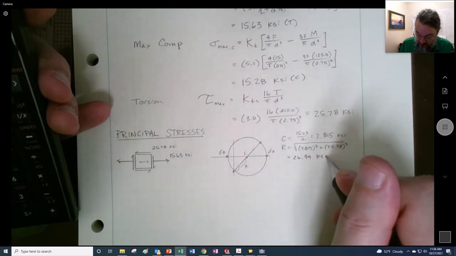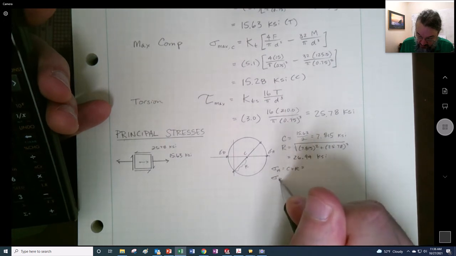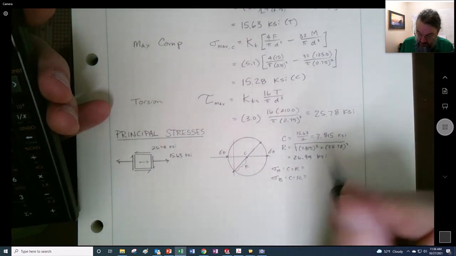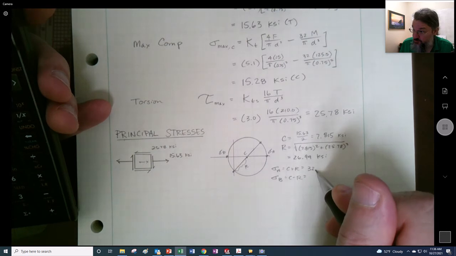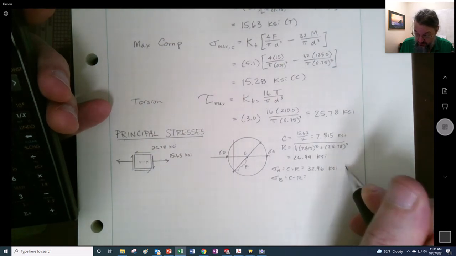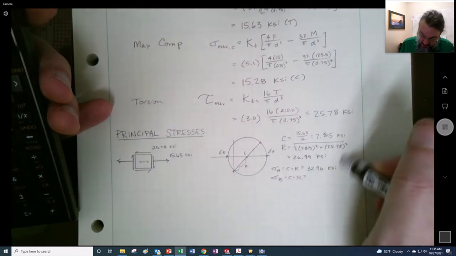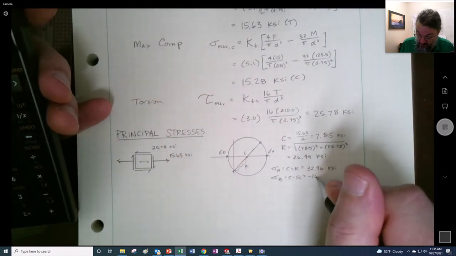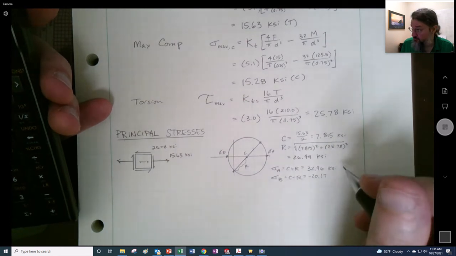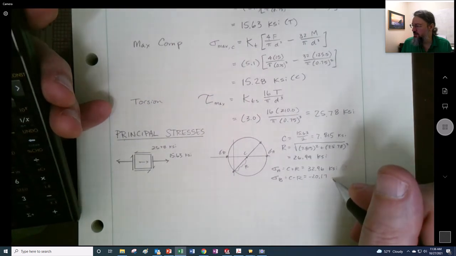26.94 KSI. So sigma A is C plus R. Sigma B is C minus R. Okay. And for this, it should come out to 32.96 KSI in tension. And I'm going to leave it as positive and negative because that's how we're going to use it here in a minute, I guess. That makes sense. We get a negative 20.17. Is that correct? I think so.